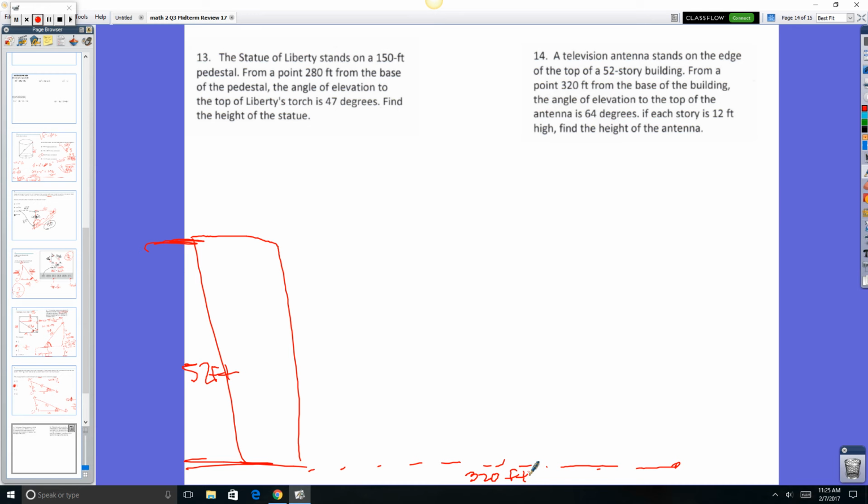The angle of elevation to the top of the antenna. So we've got some antenna, whatever it looks like. The angle of elevation to the very top of the antenna, the highest point of the antenna, is 64 degrees.